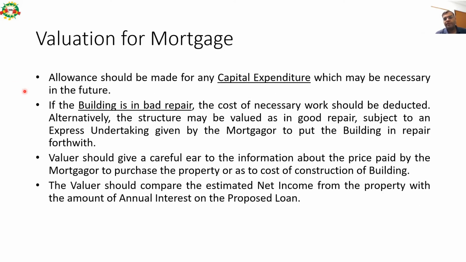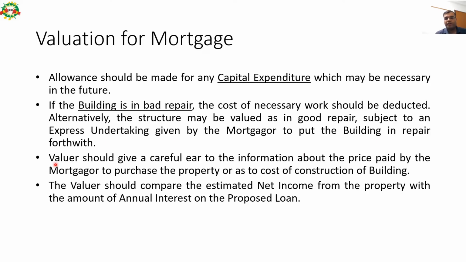Allowance should be made for any capital expenditure which may be necessary in future. This we have to consider when doing valuation of such properties for mortgage purpose. If the building is in bad repair or bad condition, the cost of necessary maintenance work should be deducted. Alternatively, the structure may be valued as in good repair, subject to an express undertaking given by the mortgagor to put the building in repair forthwith.